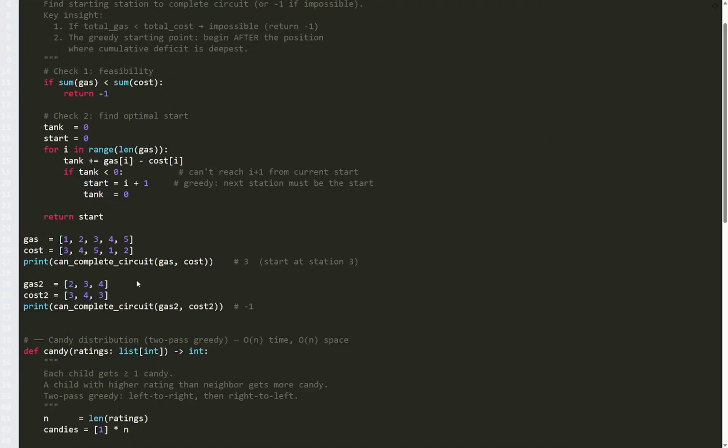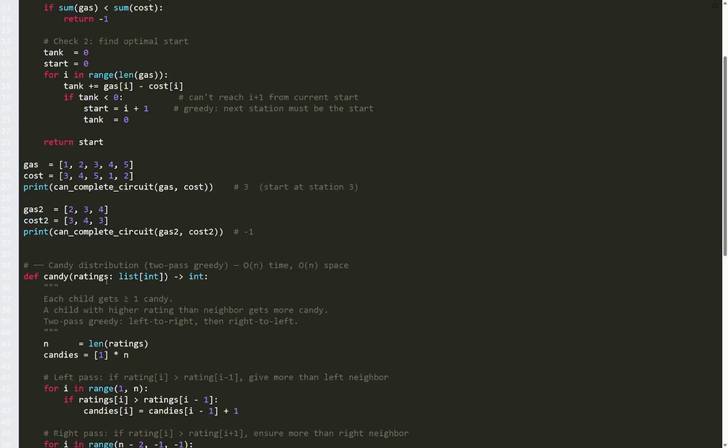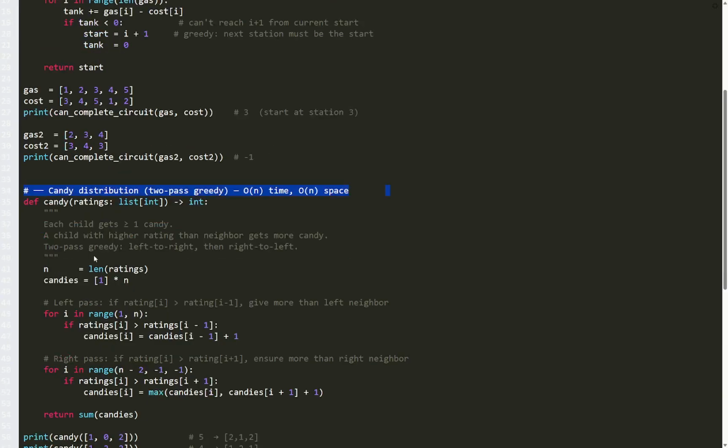Candy distribution is a two-directional constraint problem. Each child must receive at least 1 candy. A child with a higher rating than an adjacent neighbor must receive more candies than that neighbor.